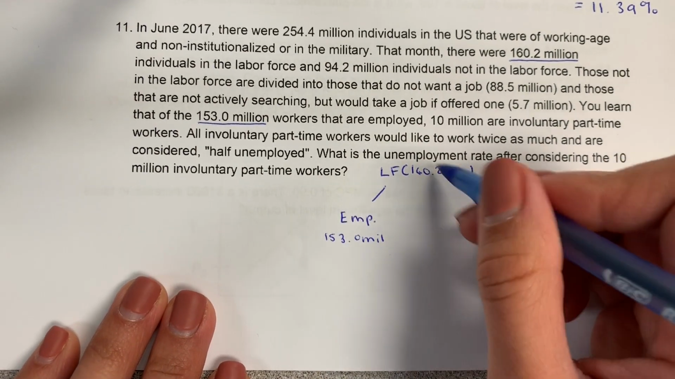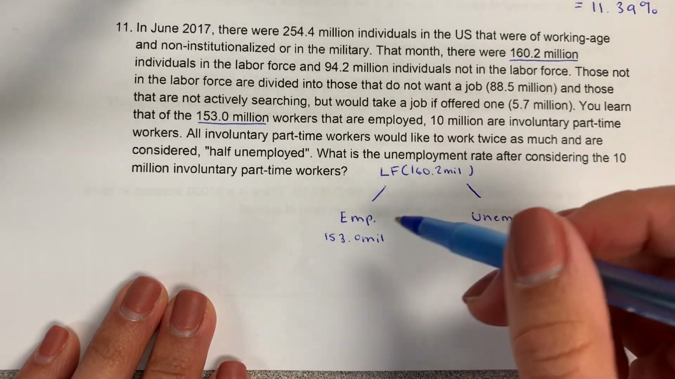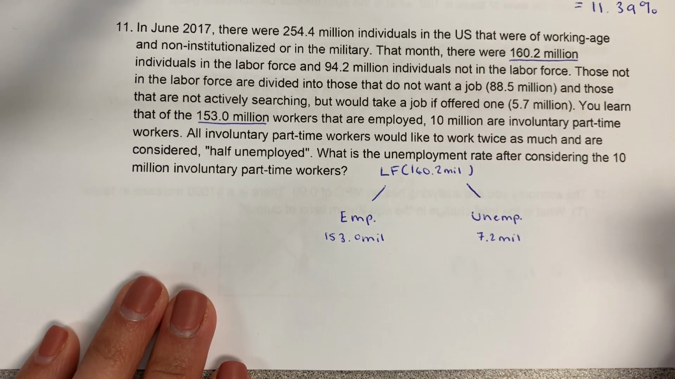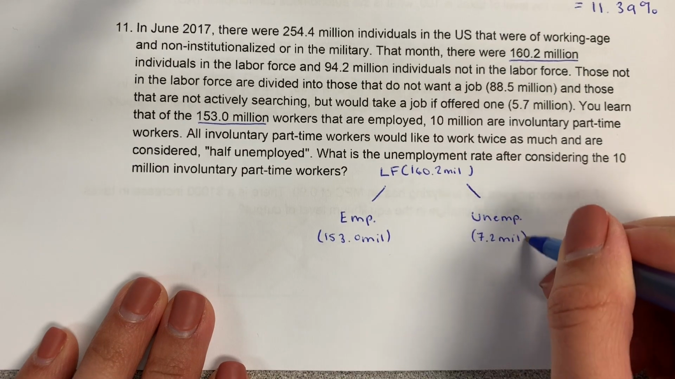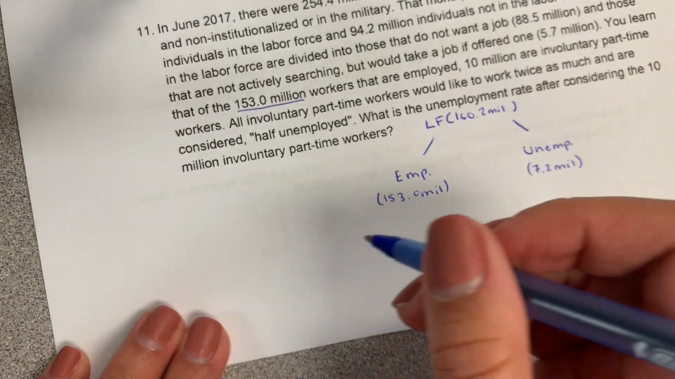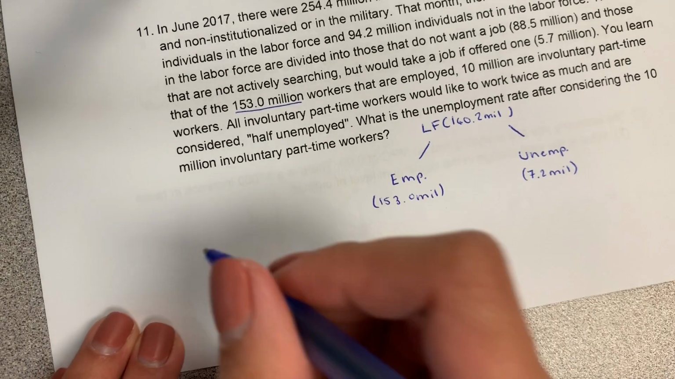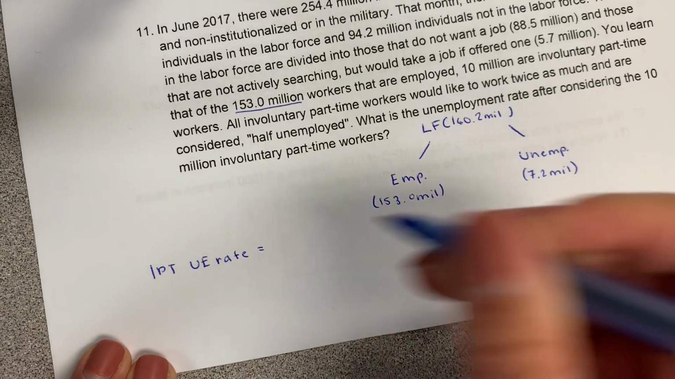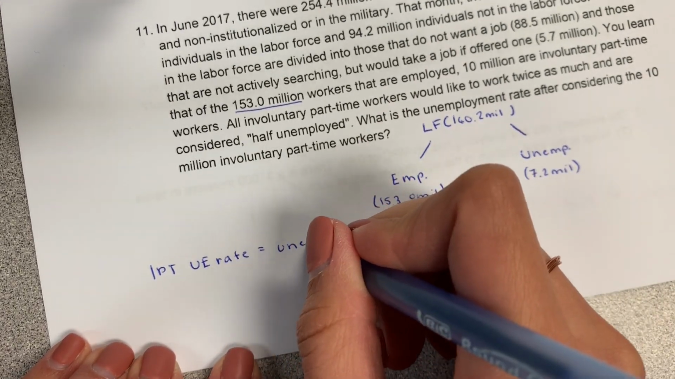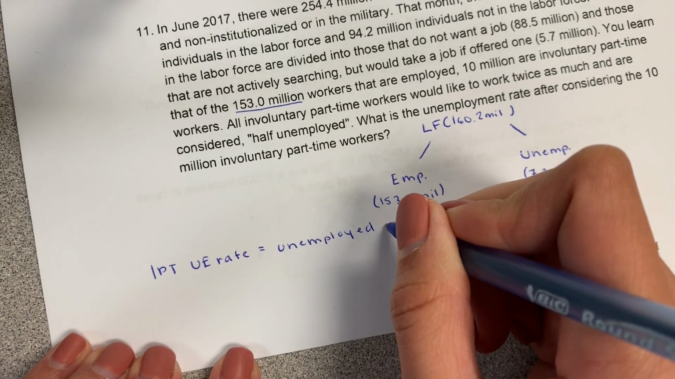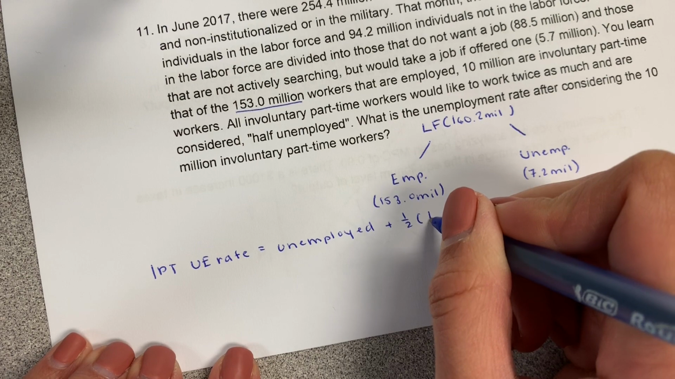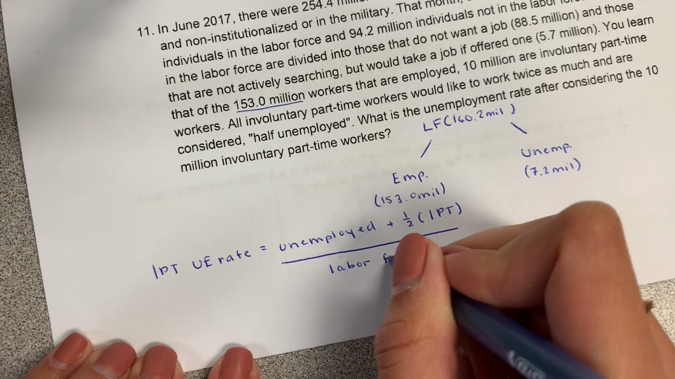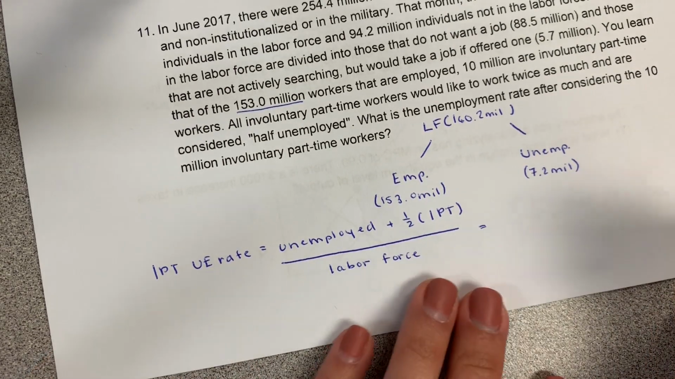And then the unemployed. Well, how do we figure out how many of these are unemployed? If 153 million are employed, you just subtract, right? So this gives you a 7.2 million who are unemployed. Let me put this in parentheses as well. So now, right, we can go to our involuntary part-time unemployment rate, UE rate, is equal to the unemployed plus 1/2 times involuntary part-time, remember from the formula, divided by labor force. So now we have all the information that we need, right?